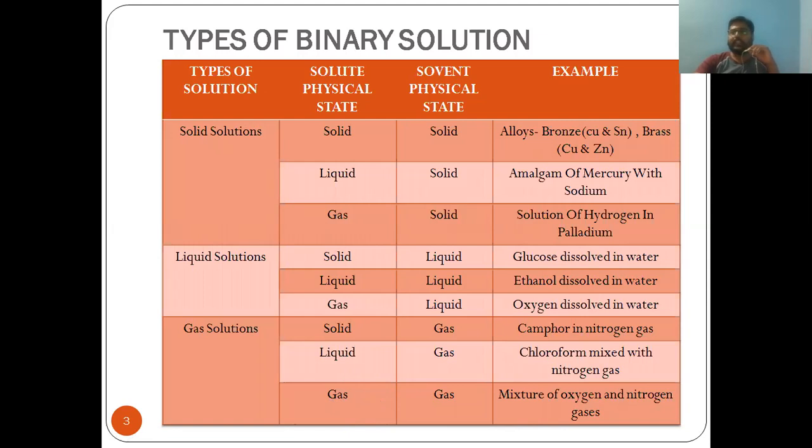Such a mixture of any two gases can be taken. So we'll consider a simple example here. Oxygen and nitrogen mixture can be taken as an example of gas solution where both solute and solvent are gas. So this is the simple classification regarding binary solutions. The major determining factor is the physical state of the solvent, and this classification can be remembered.